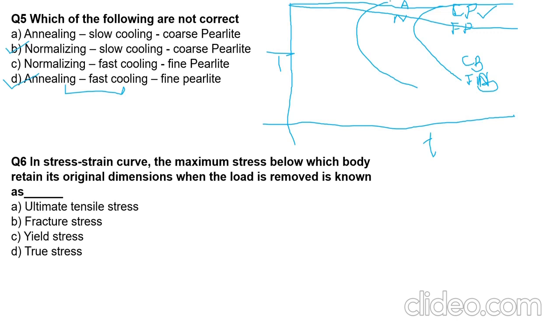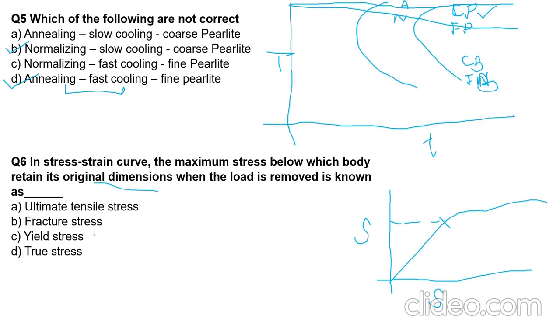So you understand the stress strain curve. The stress strain curve is nothing but a relationship between how much strain you are giving to a material and how much it is deformed. Okay. So based on how much load you are giving to the material, for example, you normally have a stress strain curve like this. So it says that the maximum stress below which the body retains its original dimensions. So these original dimensions are maintained only up to a certain point, and that point is referred to as what? Is it ultimate tensile stress, fracture, yield, or true stress?